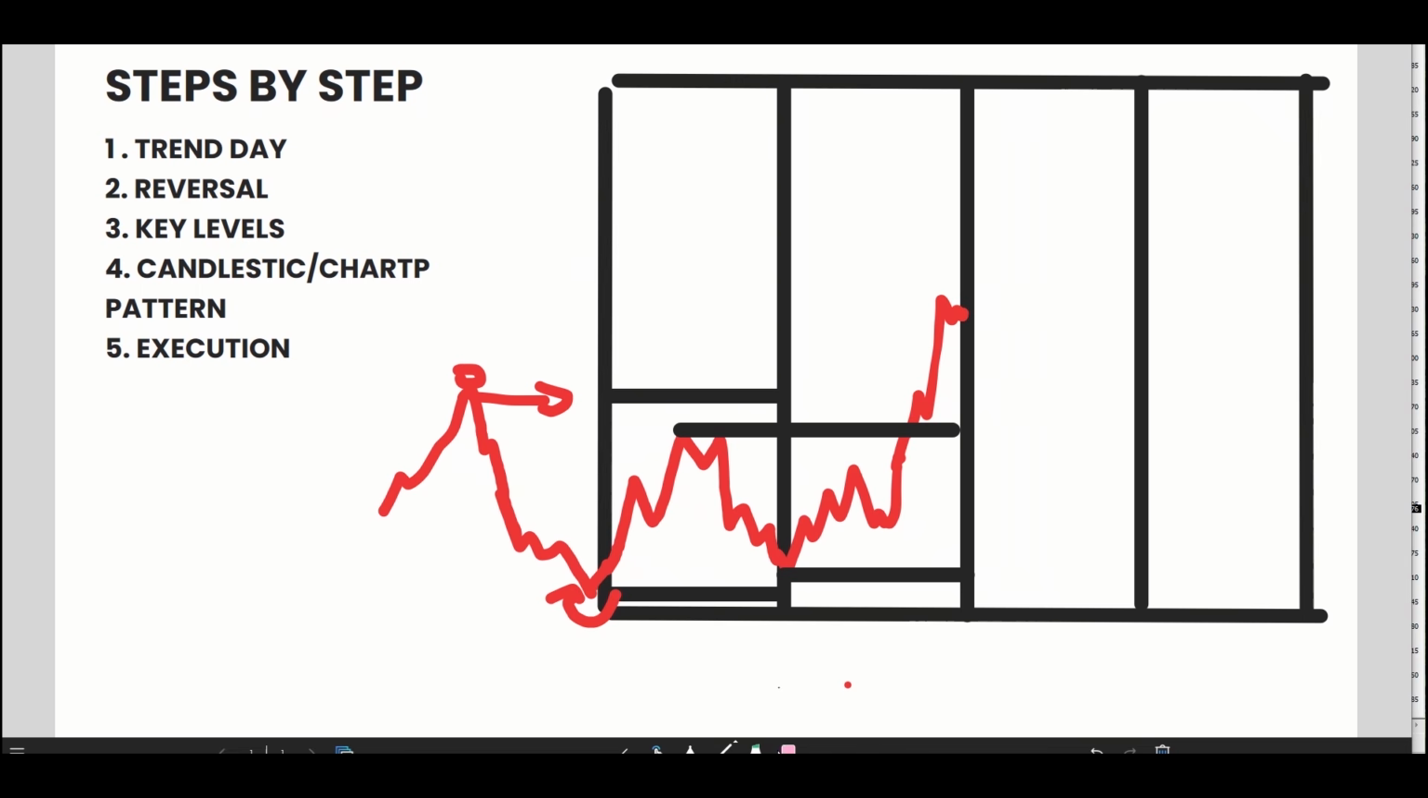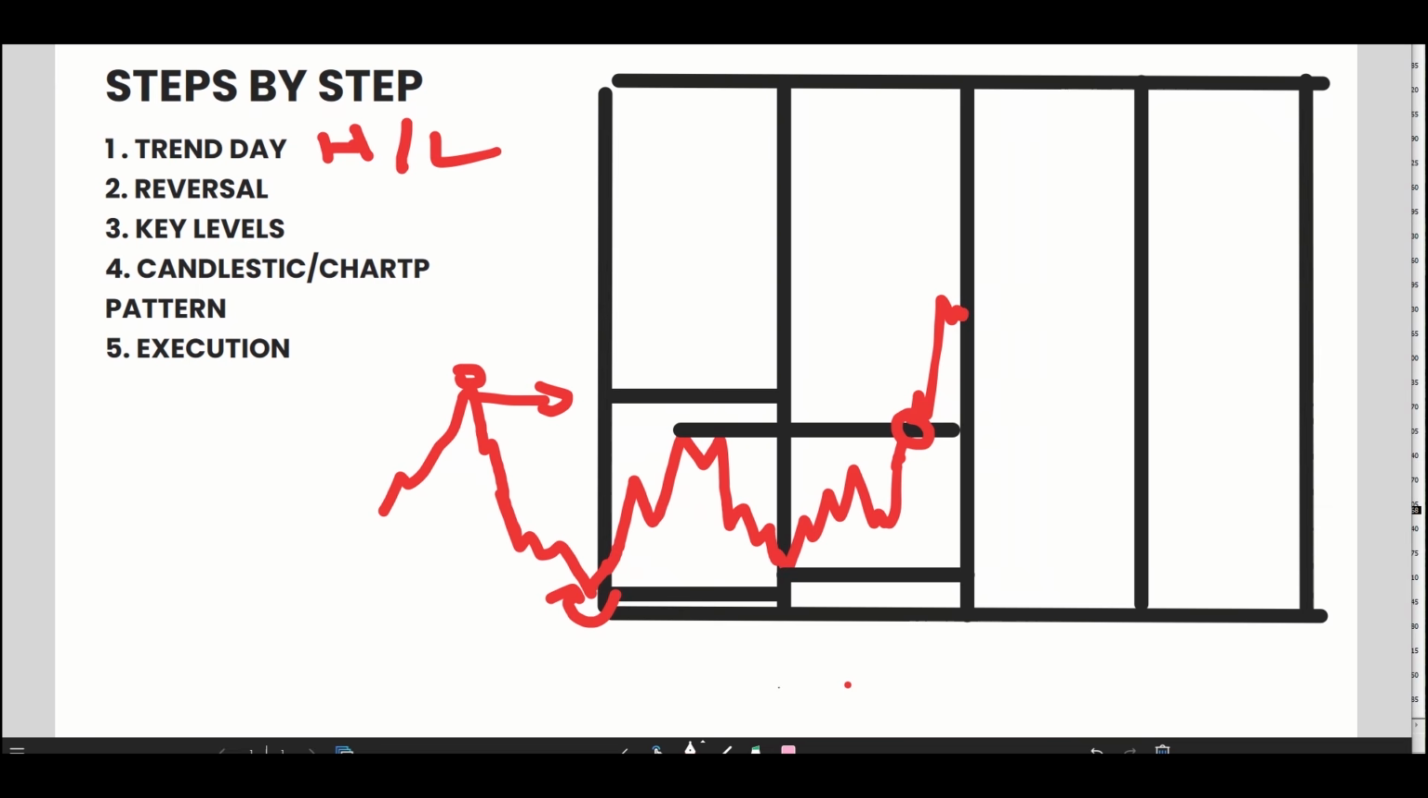In this case here, what did they do? They violated this region over here, okay? This region is violated. This region is violated. So this is our trend day, okay? So in order to have a trend day, they must violate yesterday's high and yesterday's low, okay? Not and, actually or, okay? They must violate yesterday's high or yesterday's low.